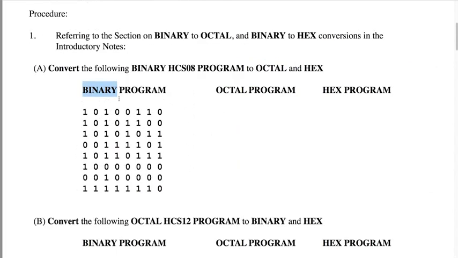Once we've got that conversion from binary to octal, the next thing we're going to do is convert from binary to hex. Now hex is base 16, and 2 to the 4 is 16. And why are we doing that?